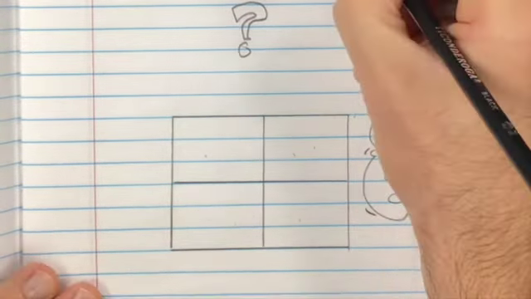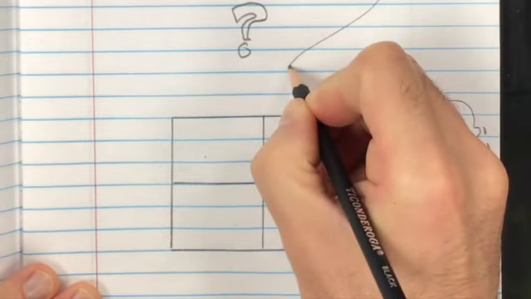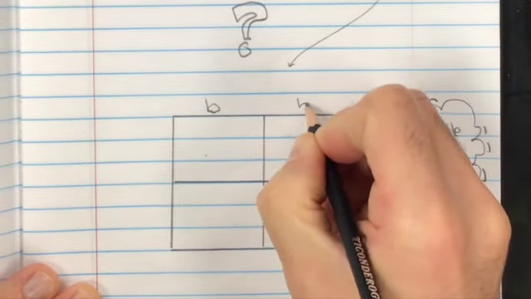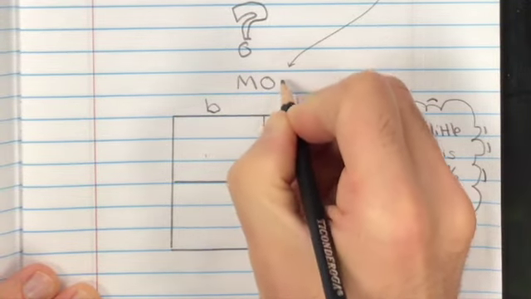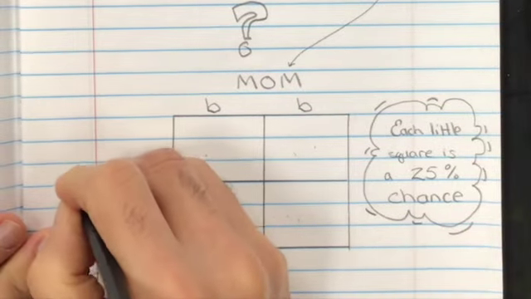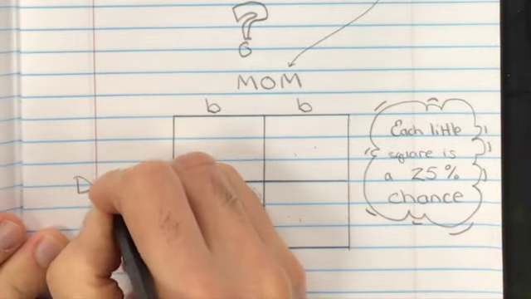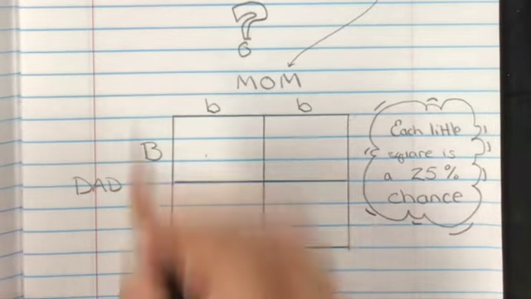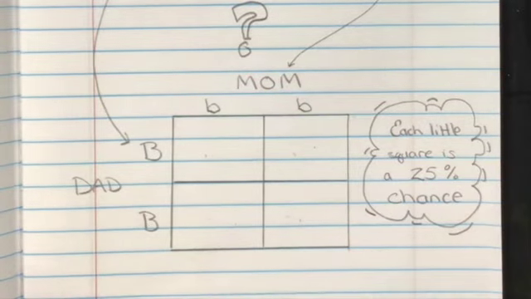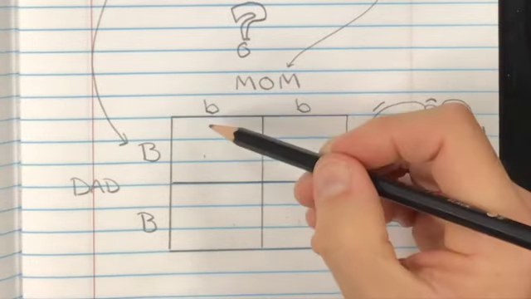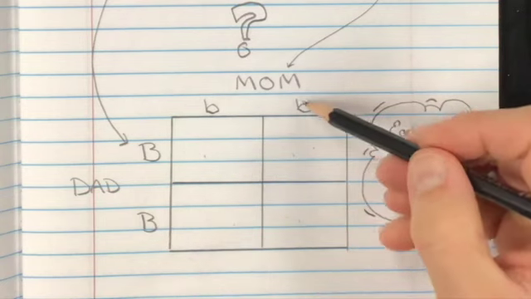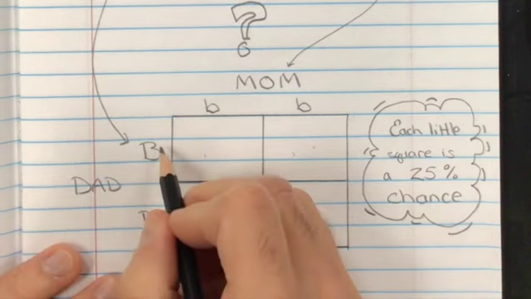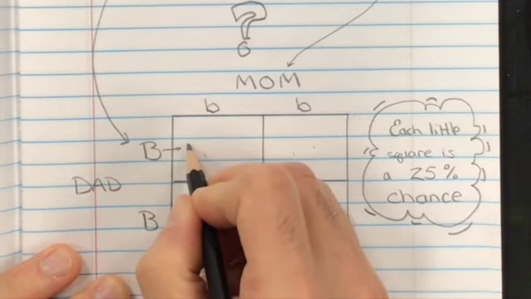So what we do is we take mom's genes and we put them up at the top. We put one on that column and one on this column, and this is mom. Then we take dad over here, and we put his dominant gene combination on the left side. Now we're going to bring down mom's genes, bring dad's genes across, and put them in each square. So dad would contribute a big B.